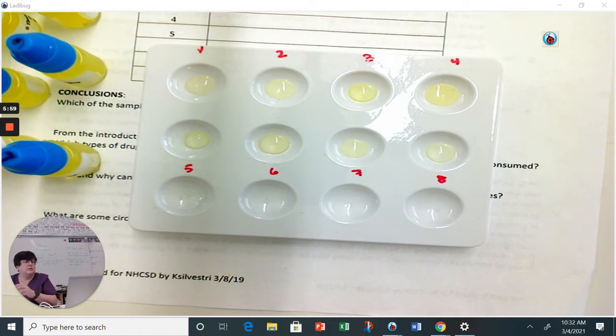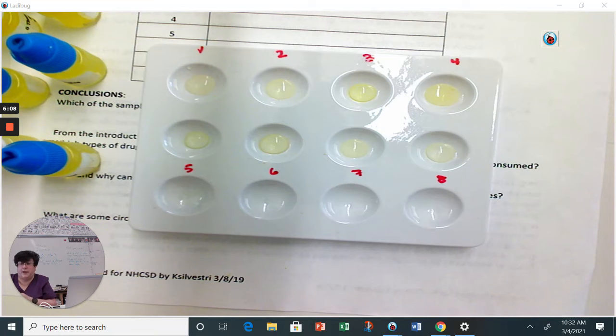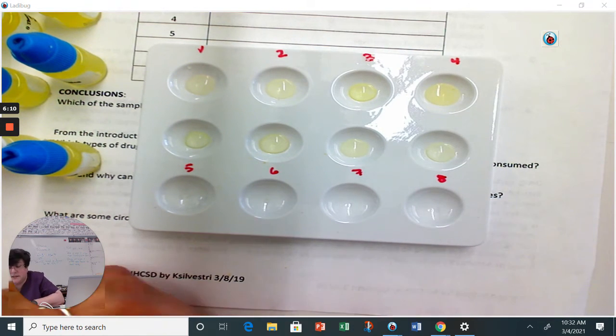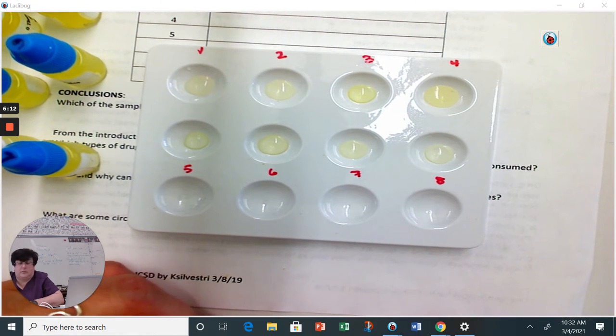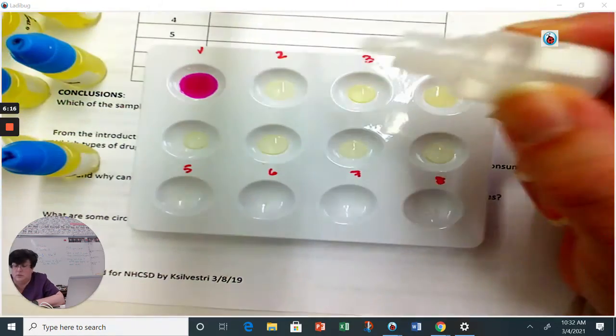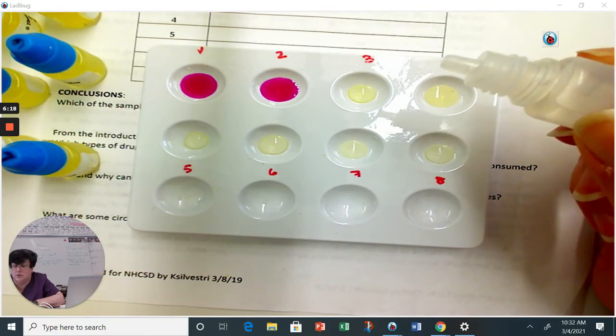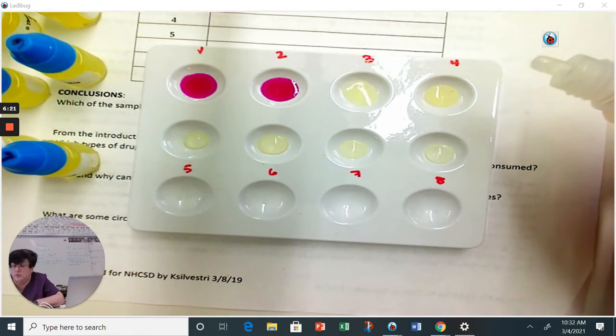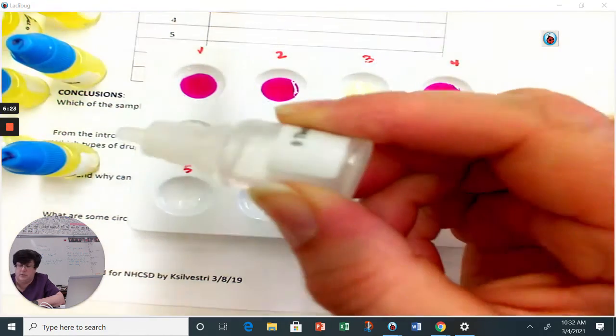Okay. 4 has darker urine. That might be because of the big drops. And then it says to put 1 drop of the enzyme that makes the reaction happen fast. So right now they're reacting. Ooh, that one didn't turn pink. Ooh, that's really pink.